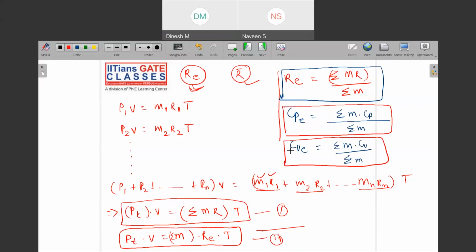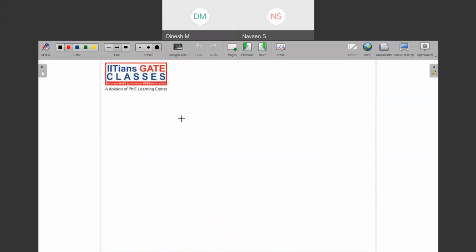These are important relations, right? Okay, now. Sometimes they will ask you to tell what is the equivalent molecular mass. Like we have seen the equivalent characteristic gas constant, and the equivalent specific heat at constant volume and all. Then sometimes we will have to find out what is the equivalent molecular mass.